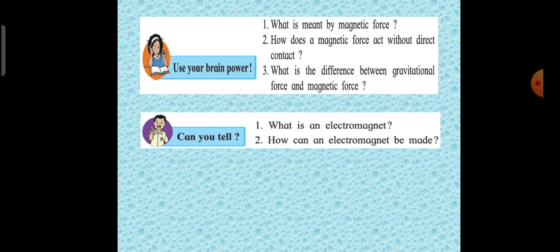How can an electromagnet be made? It can be made by passing electric current through any conducting material. For example, here we have used an iron nail.